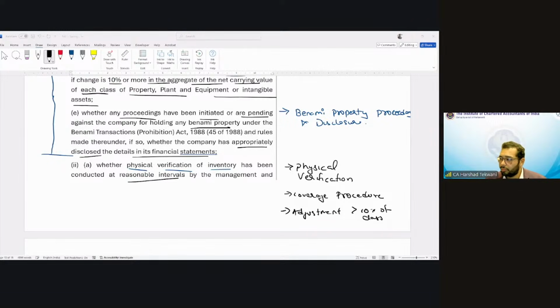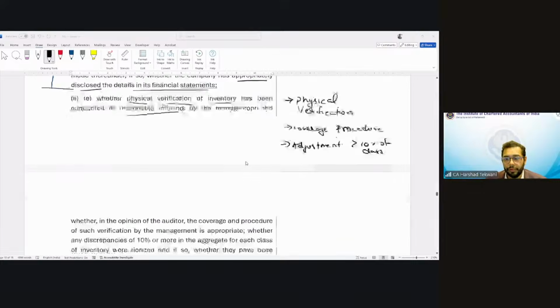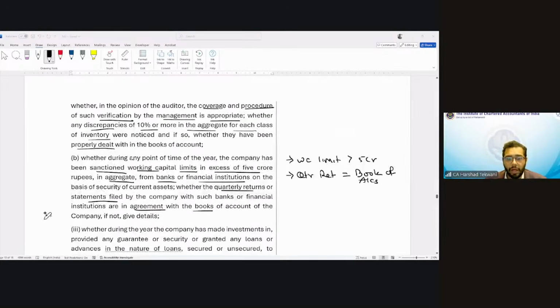Sir, say for example, the company's CC limit utilized is 4 crore outstanding, but the sanction limit is 6 crore. But we utilized only 4 crore. Whether this CARO is applicable? Yes, because they are talking about sanction limits. They are not talking about utilization. So it is talking about sanctioned working capital limits.